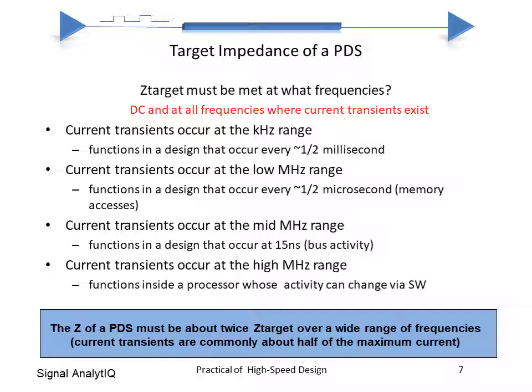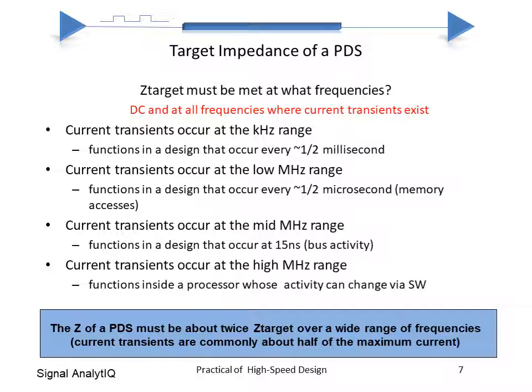The target impedances to be met at what frequencies? It should be met at DC and at all the frequencies where current transients exist. So current transients can occur in the kilohertz range, to some low megahertz, mid megahertz, and high megahertz ranges also.